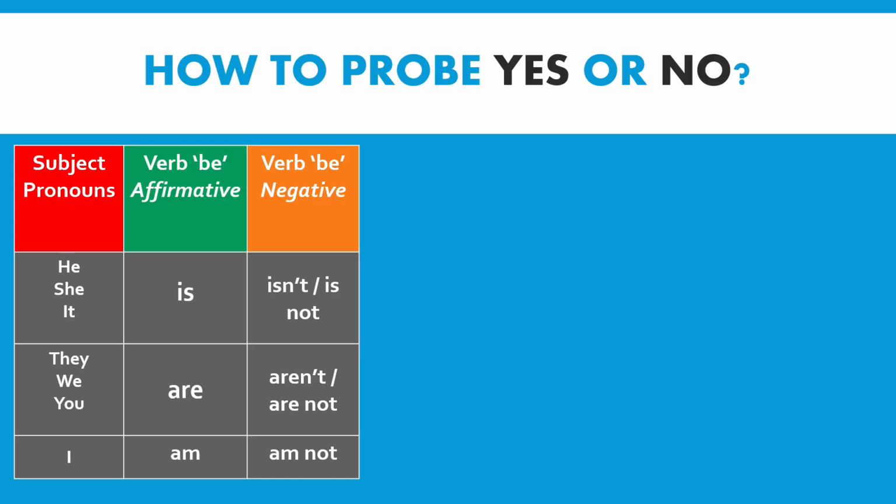So how do we probe yes or no? Still remember this chart that I have shown you in the previous lessons? Still the same rules apply, just that this time we are using this table as a reference in making questions. For example, let's look at the first question.